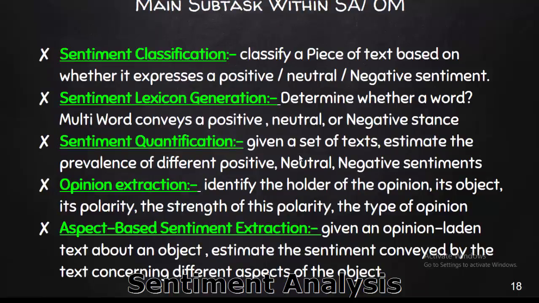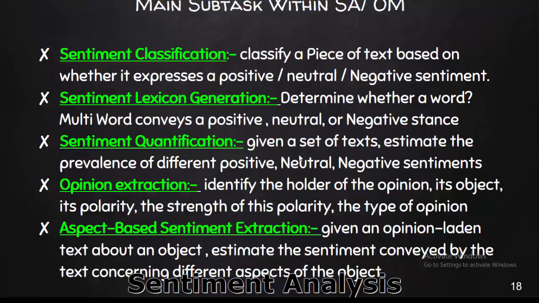So the main subtasks of sentiment analysis or opinion mining: five subtasks. First is sentiment classification. Classify a piece of text based on whether it expresses a positive, negative or neutral sentiment. Second is sentiment lexicon generation. In this subtask, it will determine whether a word or a multi-word expression conveys a positive, neutral or negative sentiment. Third is sentiment quantification. It will estimate the prevalence of different positive, negative or neutral sentiments.